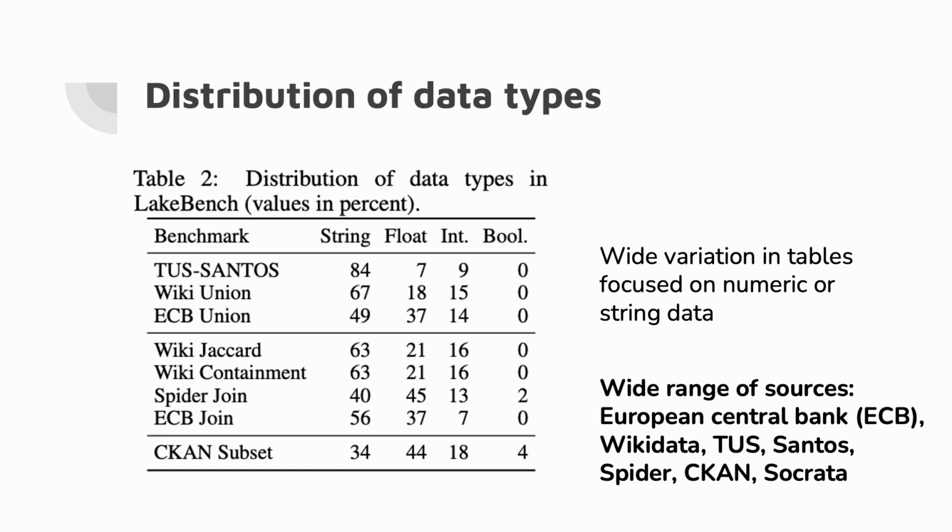This slide is basically to talk about the different kinds of data types we have in LakeBench. We have tables that tend to be heavily string-focused, coming from TUS and Santos, down to cases where we have a lot of open data mixed with Spider, and that has very few string columns.